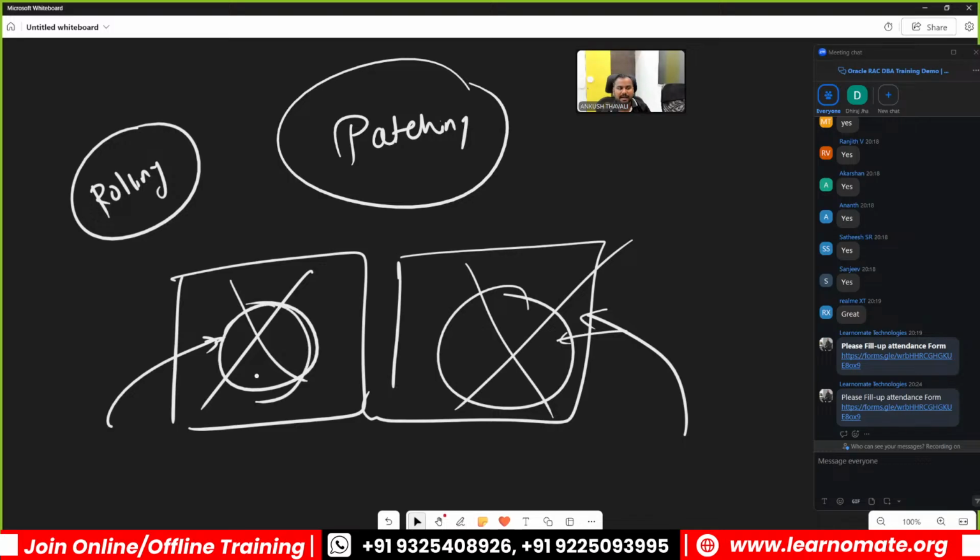So you are not going to apply the patch on all the nodes at the same time. You will go one by one. First apply the patch on node 1, then apply the patch on node 2, vice versa. At least one node will be running, because RAC is all about high availability. I don't want to compromise the high availability at any cost. That's how Oracle RAC is very, very important.